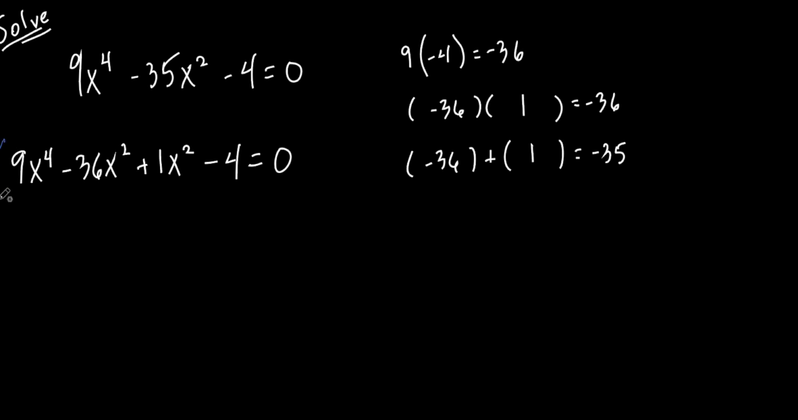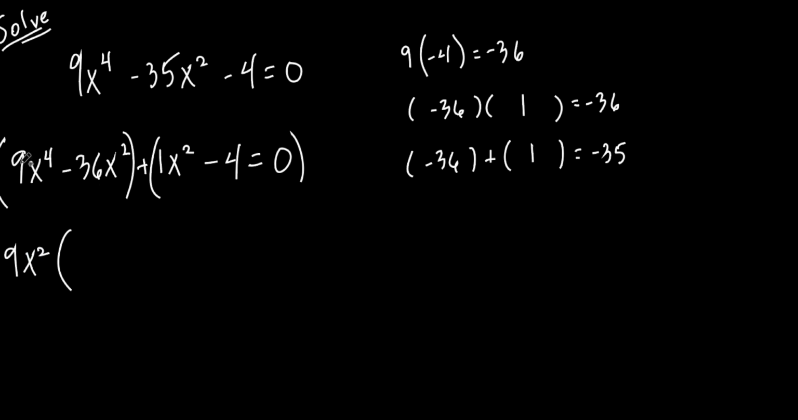Now what am I going to do? I'm going to group them together. I'm going to group them like this. So how do I factor this? What's in common with everything here? I got a 9 and a 36. What's in common with both of those? 9 is, right? Yep, so there's a 9 in common. What else? I got an x to the 4th and an x squared. X squared's in common. I'm going to factor it out of this.